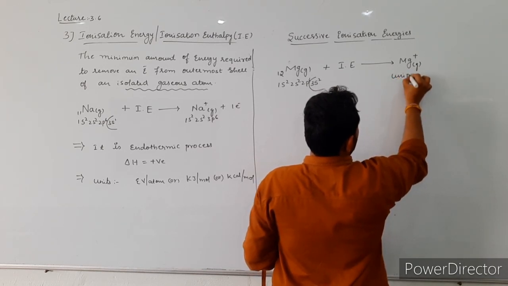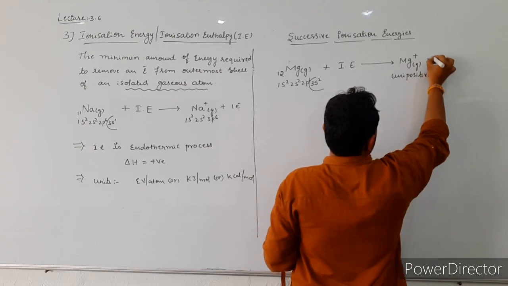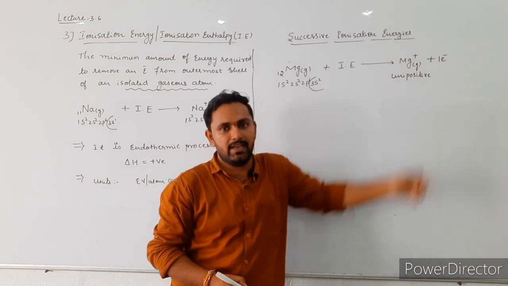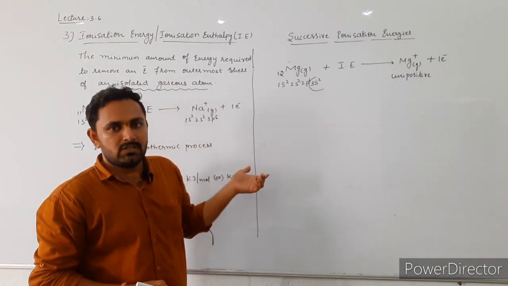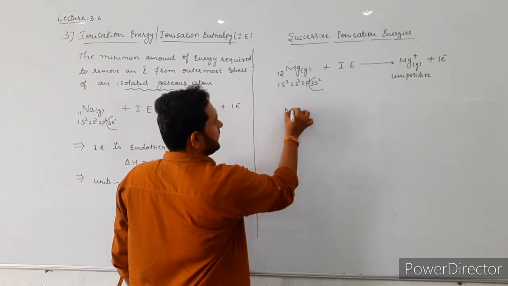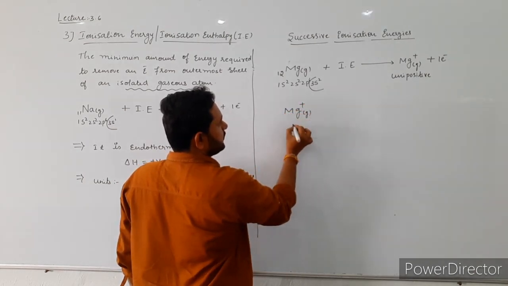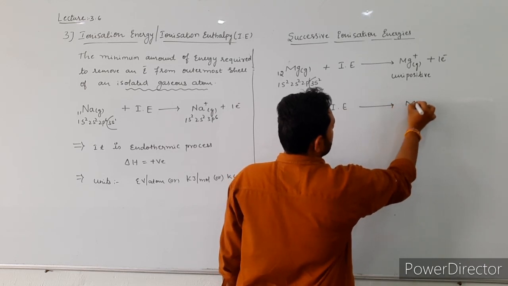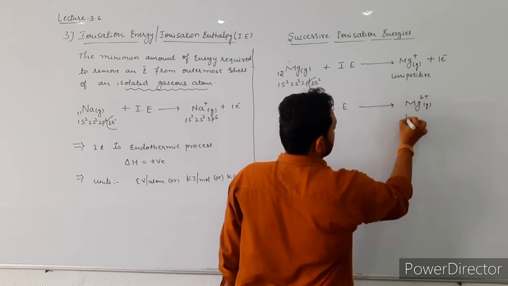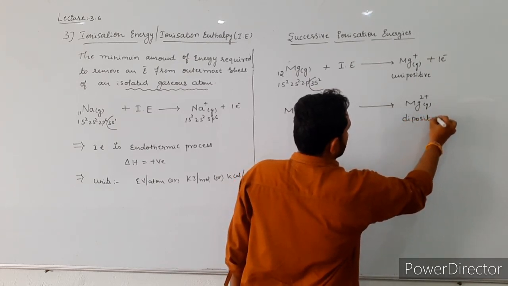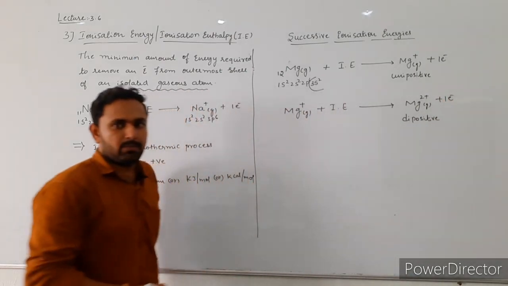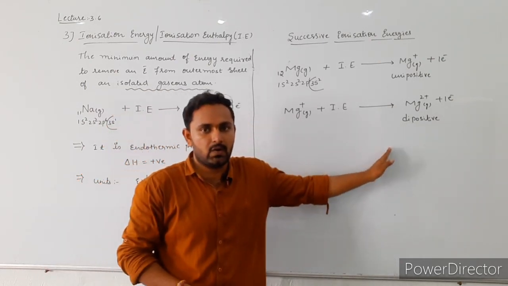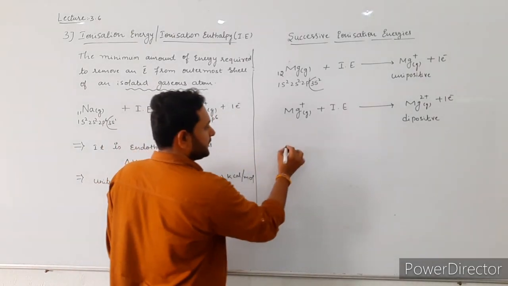Again, if you supply a suitable energy to the unipositive gaseous ion, then it will be converted into a dipositive gaseous ion. Next, again if you supply a suitable energy to the dipositive gaseous ion, it loses one electron and is converted into a tripositive gaseous ion, Mg plus 2.